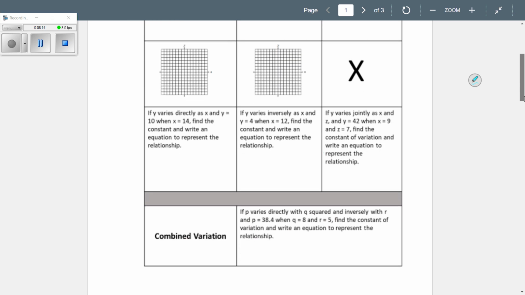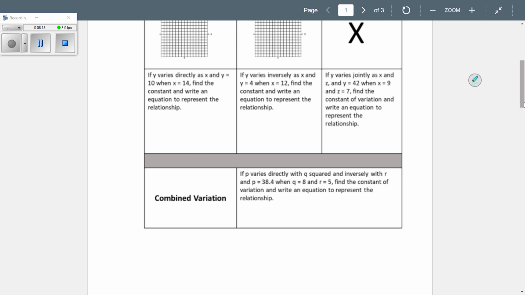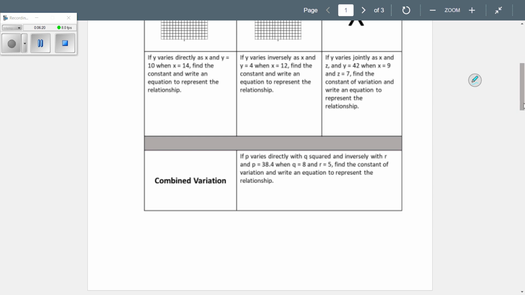There's one more part, then we'll get into the word problems. There's a combined variation. Okay? Don't freak out. It's not that bad. But there's a combined variation.